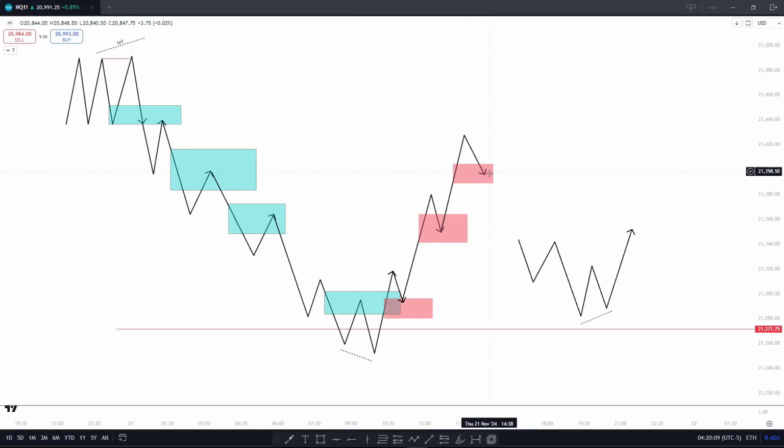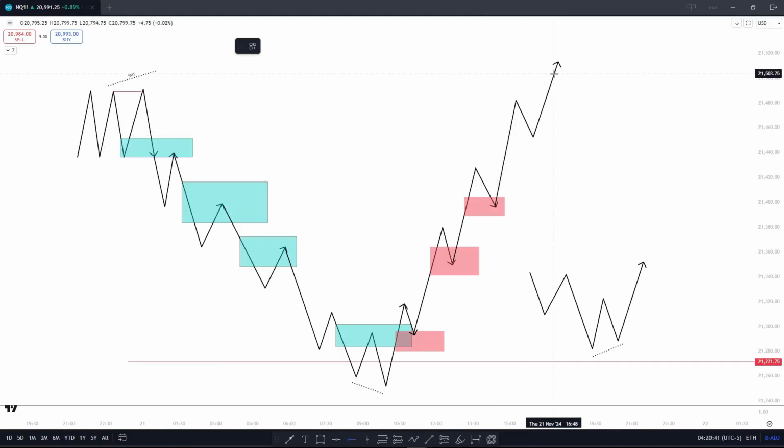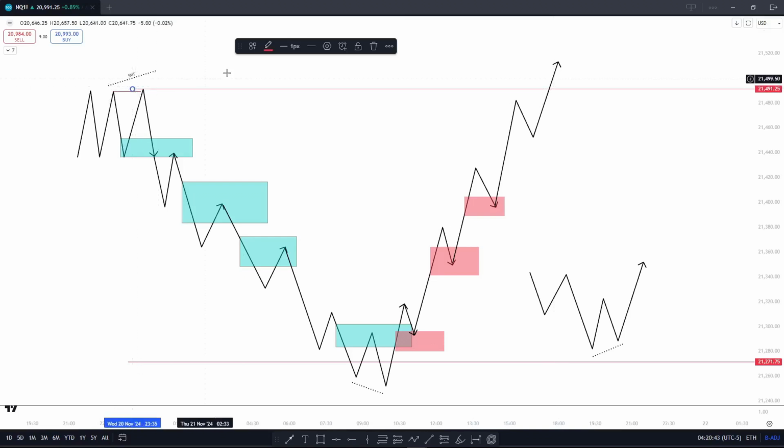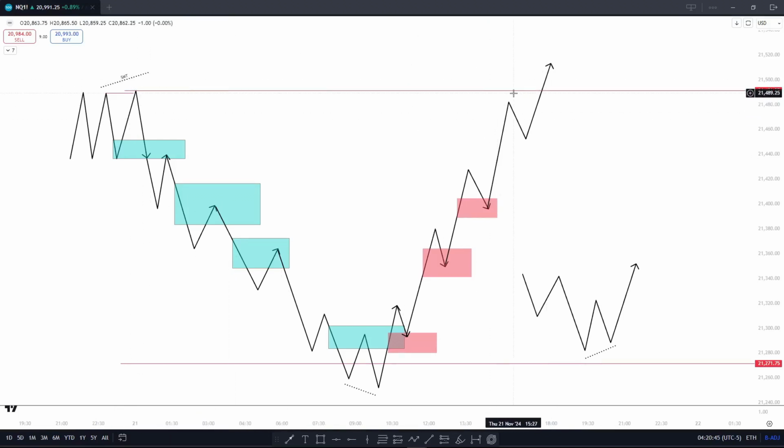After we retrace down, this is our second stage distribution. Now after this, we will see one last distribution. Once we distribute up, we're now targeting our original consolidation. Now look at this. Once this original consolidation has been taken out, I'm looking for one of two things to happen.